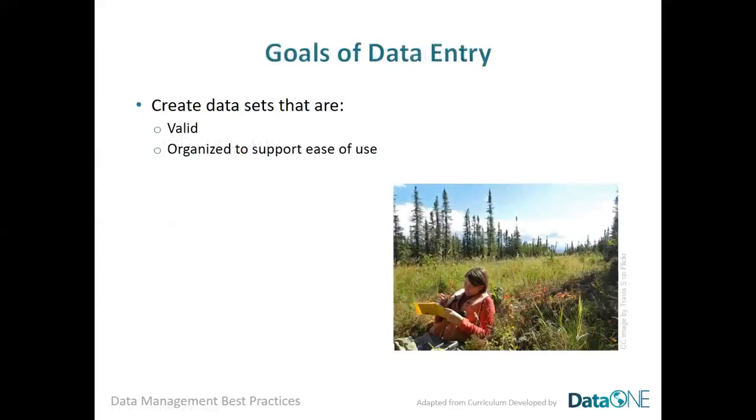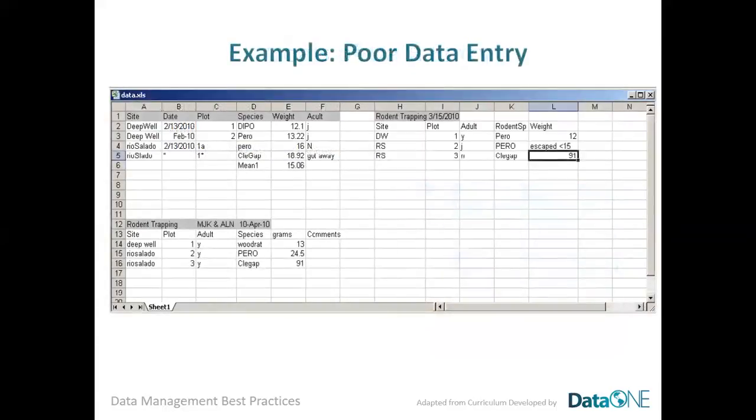So the goals of the data management best practices with regard to data entry are to create data sets that are valid. In other words, that they actually measure what you're trying to measure, and that they're organized and easy to use by not only you and others in your research group, but also others outside your group that you might share that data set with. So I'm just going to go through this example of first of all, some poor data entry techniques, and then we'll talk about how they could be made better.